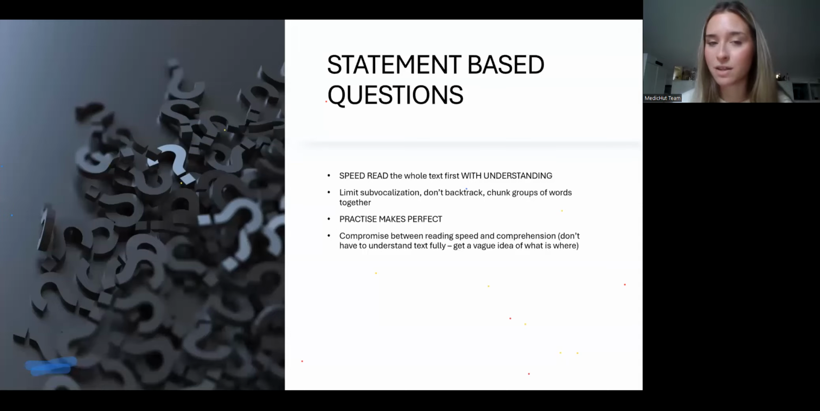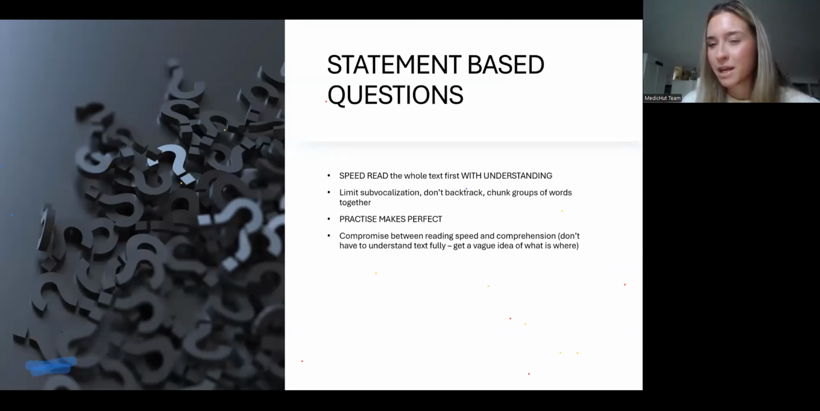So my personal strategy for statement-based questions was to speed read the whole text with as much understanding as I could, making sure that I'm limiting my sub-vocalization, not backtracking, and chunking groups of words together, and basically try to build a picture in my head about what is being talked about where. So as I'm reading the text, I'm thinking to myself, okay, the first paragraph is an introductory paragraph, talking about X, Y, Z. The second paragraph is about something else. The third paragraph is about something else, etc. Then when I go into answering my questions, I can tell what the question is asking me, and I'll know which paragraph to find it in.